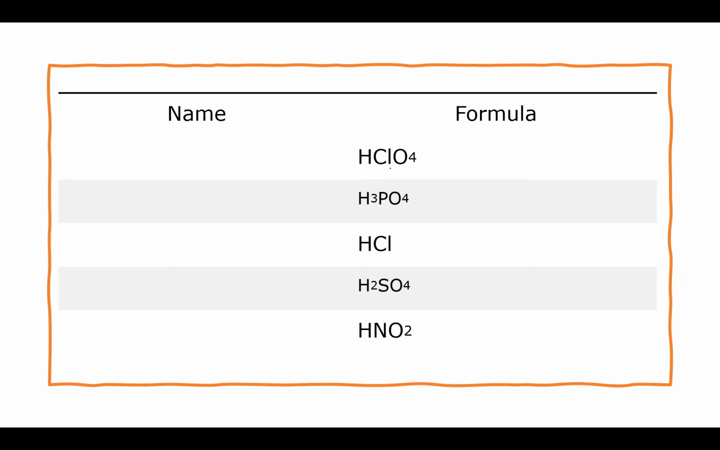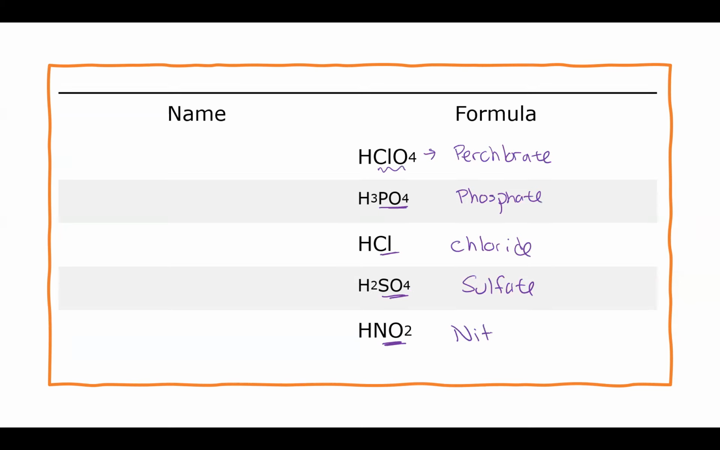We have HClO4. So again, important thing is to figure out what is the name of this ion normally. So this is normally perchlorate. This is normally phosphate. This is normally chloride. This is normally sulfate. And this is normally nitrite. So we want to look at what these endings are so we know what we're changing.